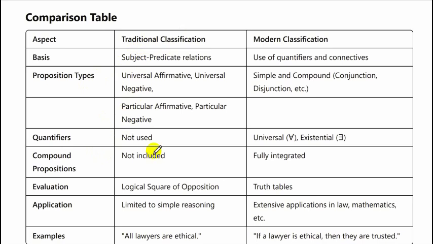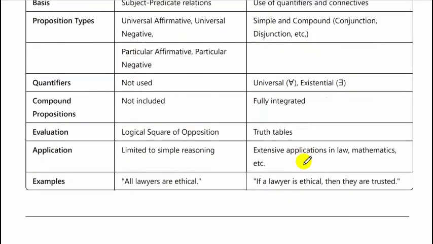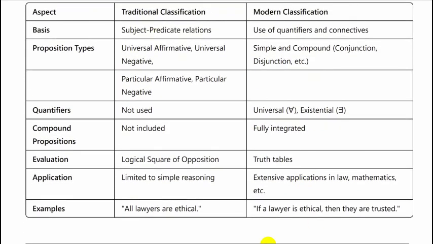Traditional classification does not use any quantifiers, whereas modern classification uses universal and existential quantifiers. Traditional classification does not include any compound proposition, whereas modern classification is fully integrated with compound propositions. Traditional classification uses the logical square of opposition, whereas modern classification uses truth tables.